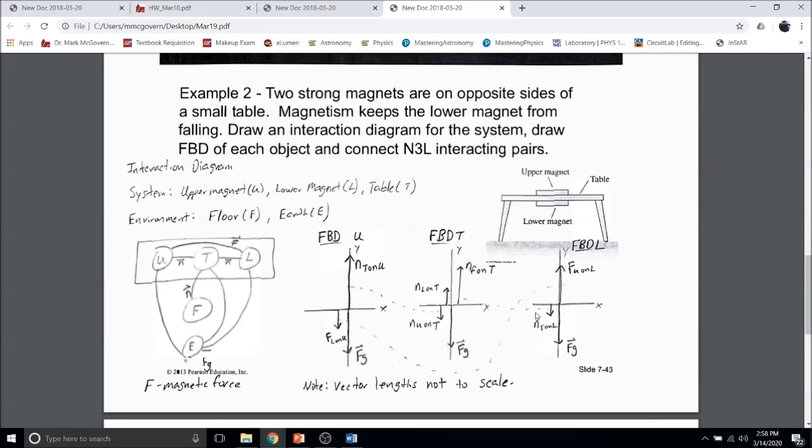And then we have three interaction pairs. So if you see, I have these dashed lines that connect the normal force from table and upper magnet. We have a dashed line that is the normal force of lower magnet on table. And then we have the magnetic force on the upper and lower magnets. And so that is the complete analysis of this system here.